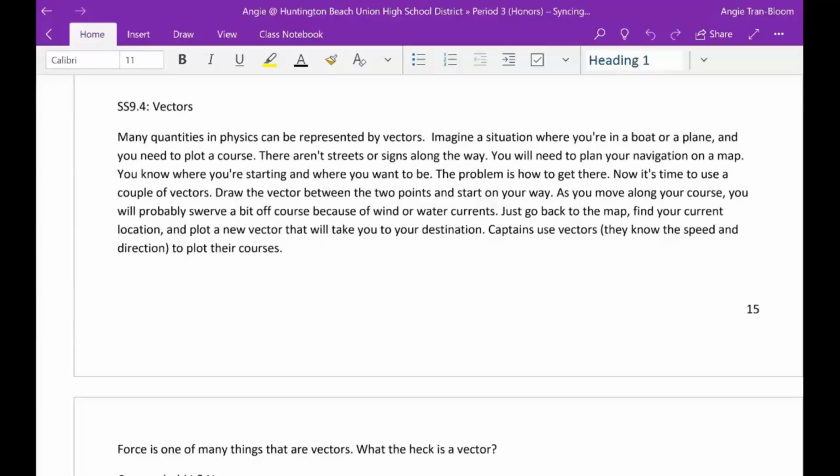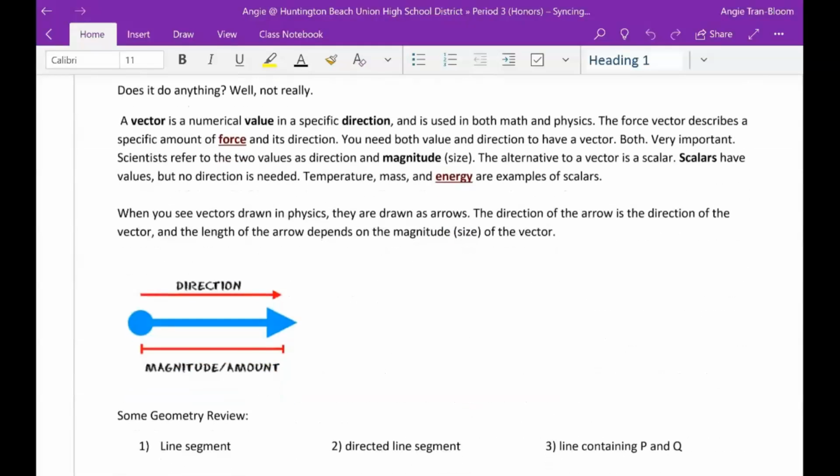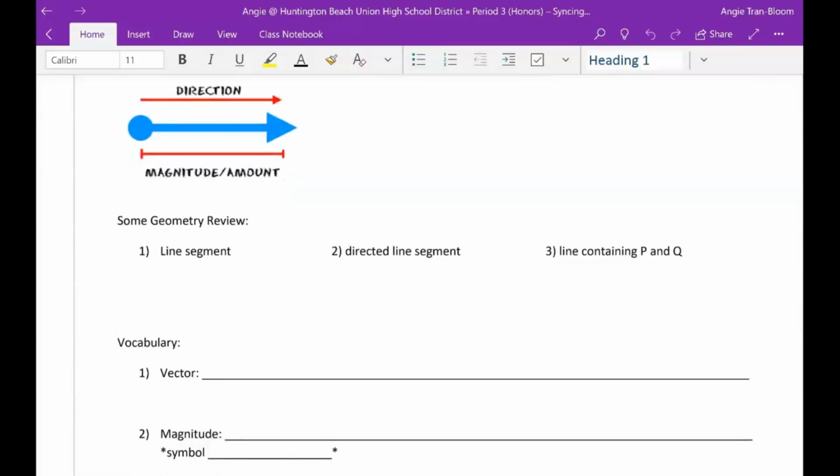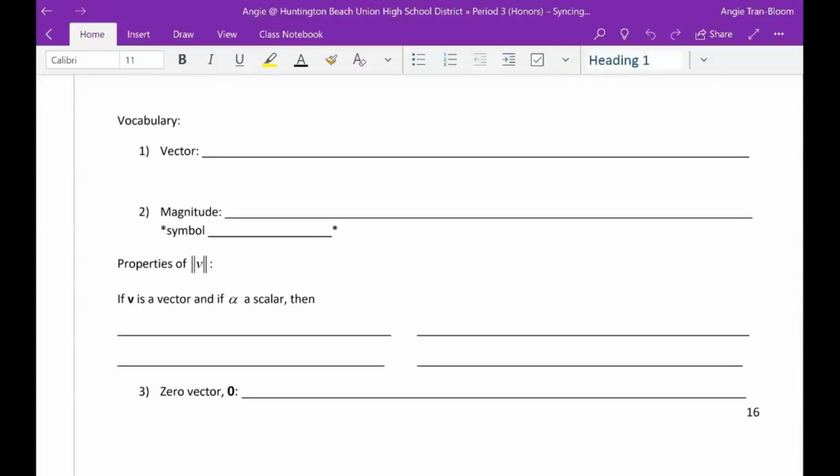Hey guys, this recording is for our unit 9.4. It's called vectors. We will leave these paragraphs alone for a little bit. We will go over that in class. So I would like for you to find your first vocab. It says vector. So go ahead and scoot it all the way down.